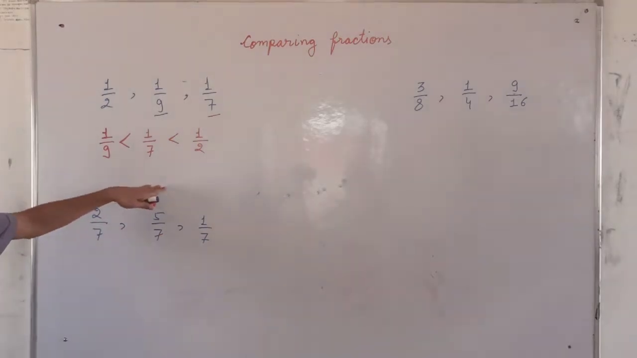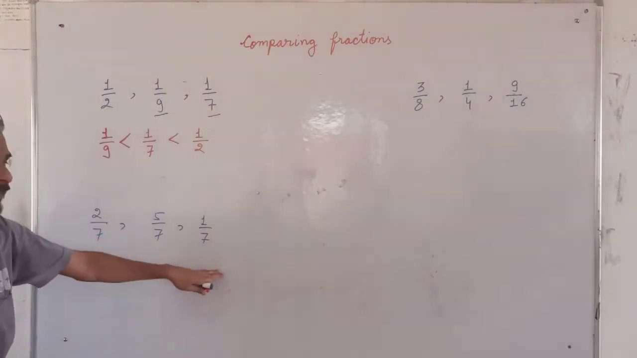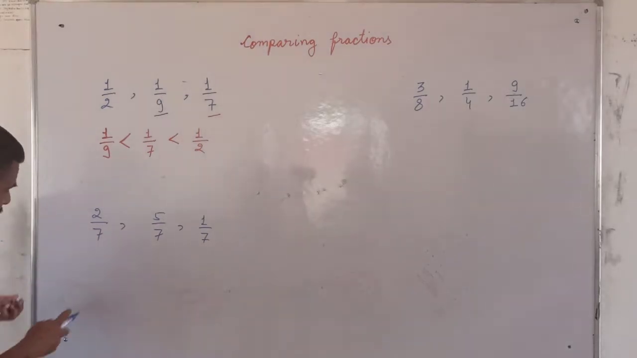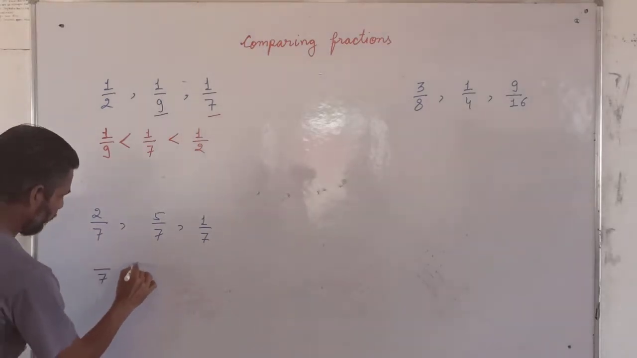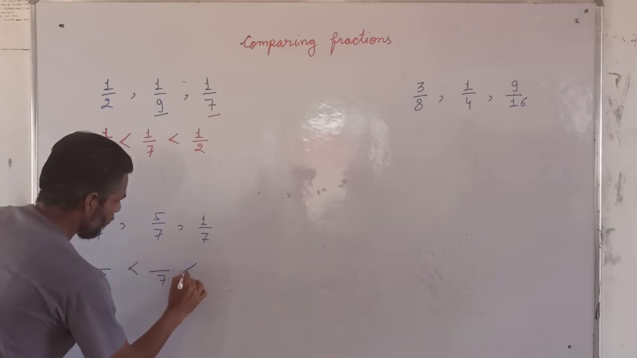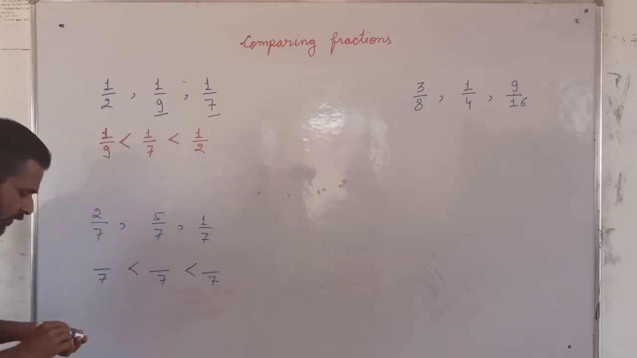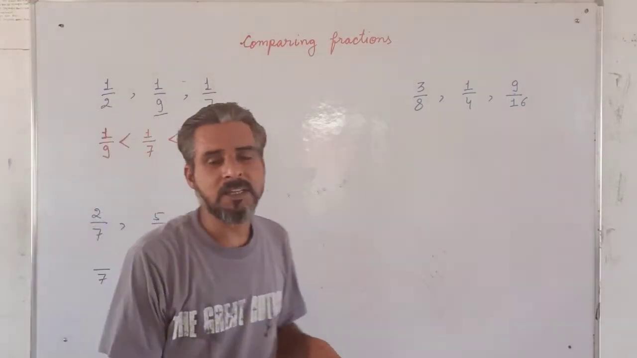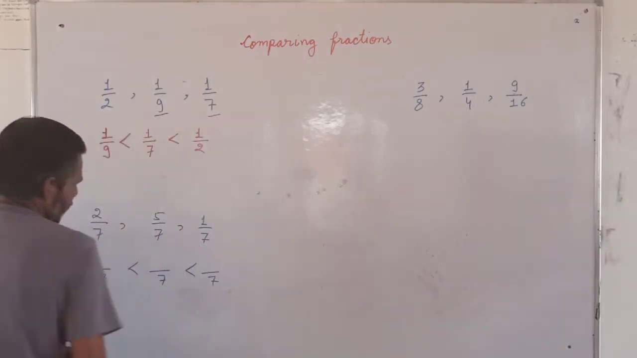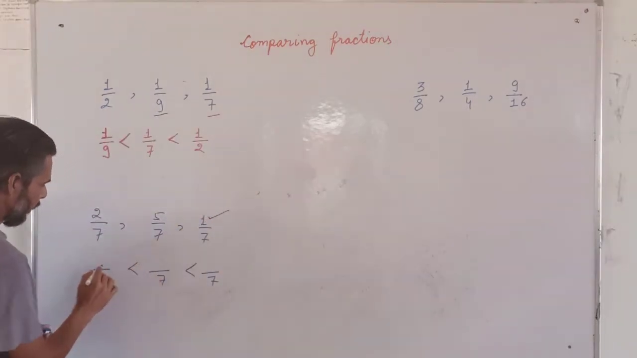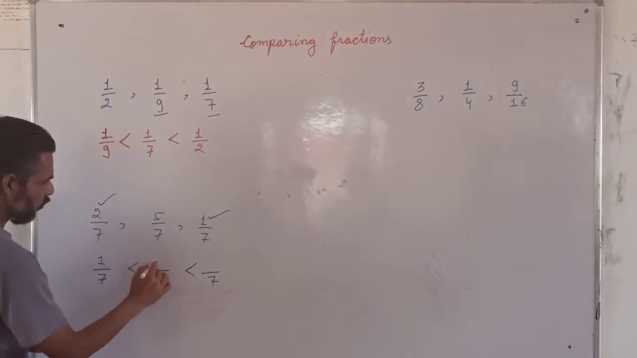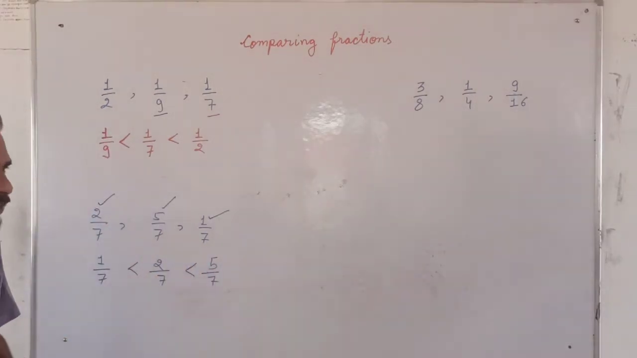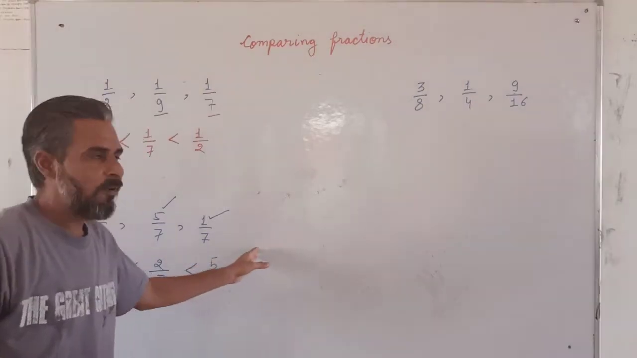Now the second case, when the denominators are same and the numerators are different. Here the denominator is same. The fraction having the smaller numerator will be the smallest one. Smallest क्या है हमारा? 1 पहले आएगा. उसके बाद 2, last 5. This will be the sequence in these type of series.